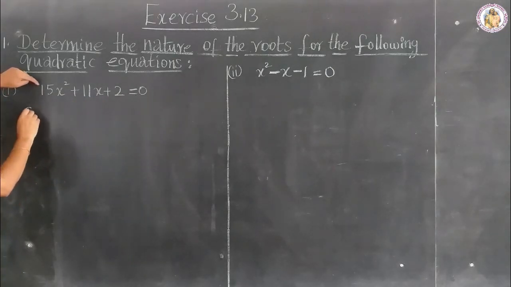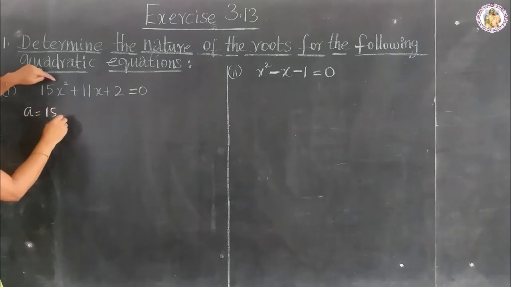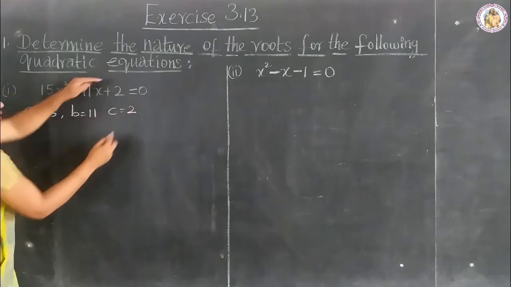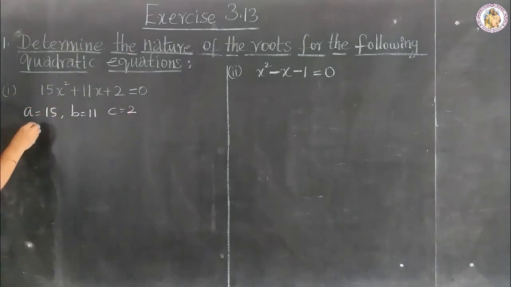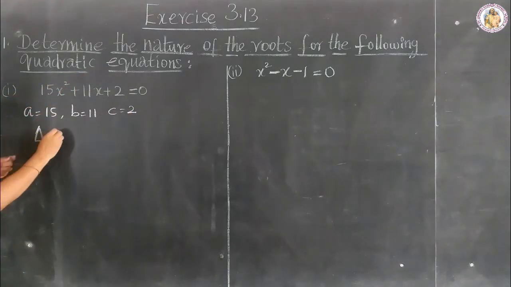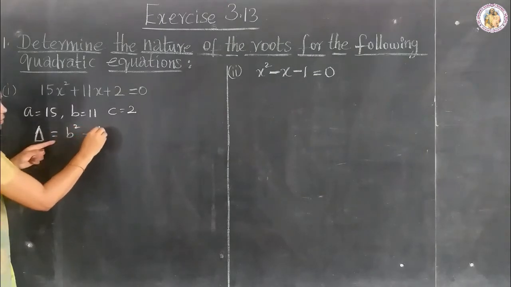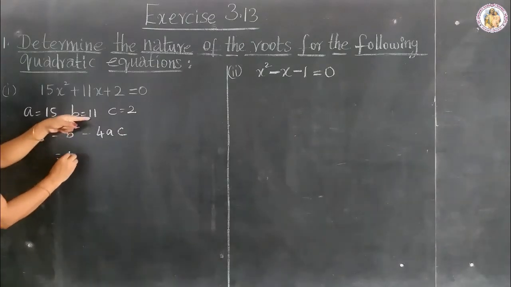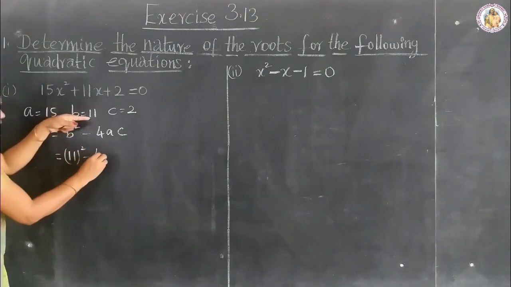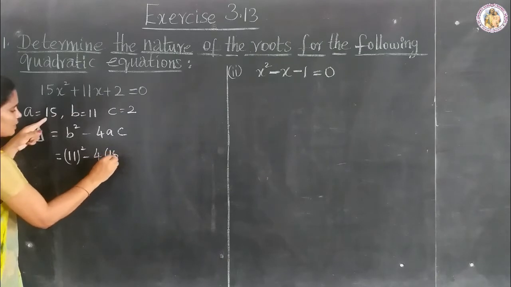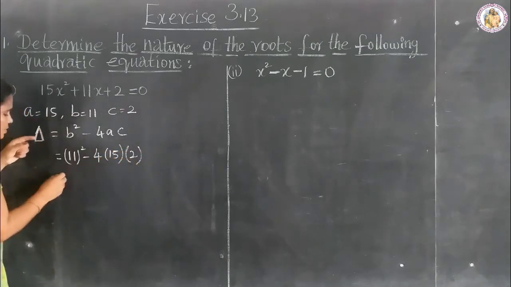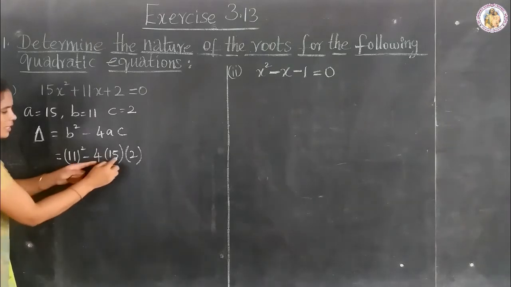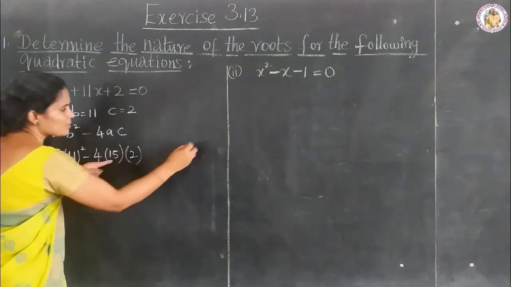Now taking A is equal to 15 and B is equal to 11 and C is equal to 2. Using discriminant is equal to B square minus 4AC. So now B square, 11 square, minus 4AC. A is equal to 15 and C is equal to 2. So 11 11s are 121 minus 4 into 15, 60.